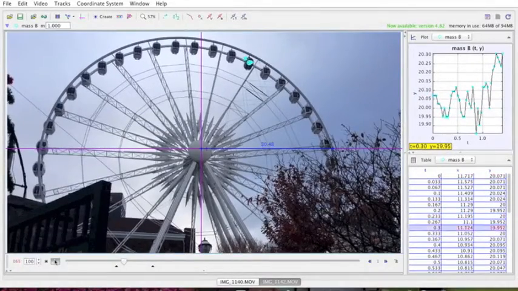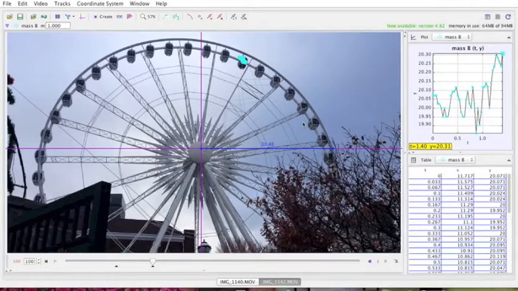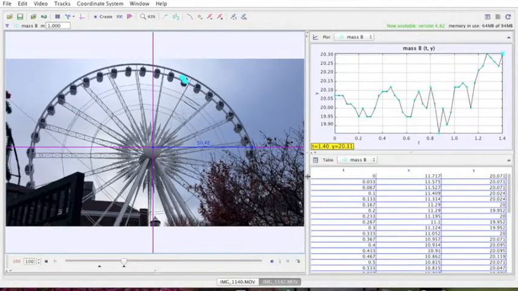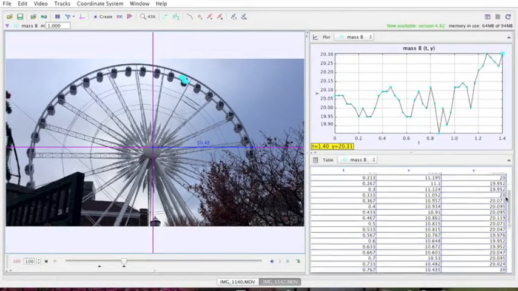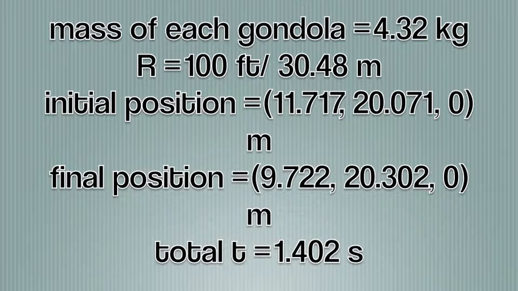Using the position data found in Tracker, I created a CSV file and imported the file into Python. Then I looked up the data needed to apply the physics principles to the Ferris wheel motion.